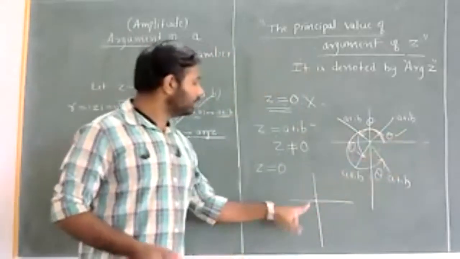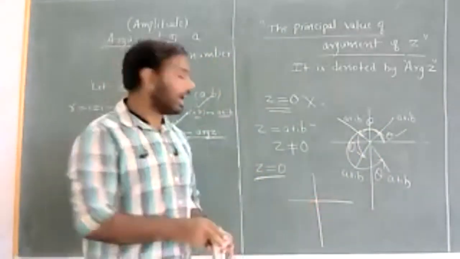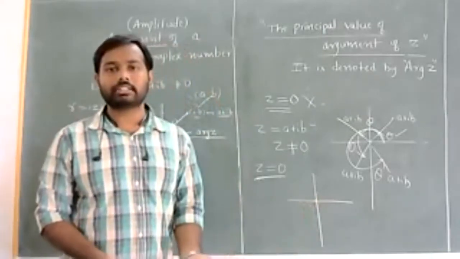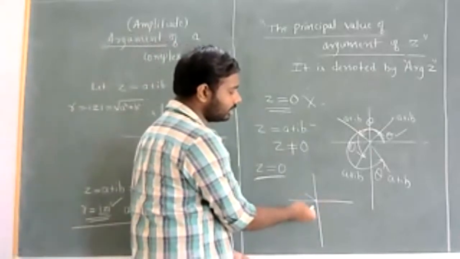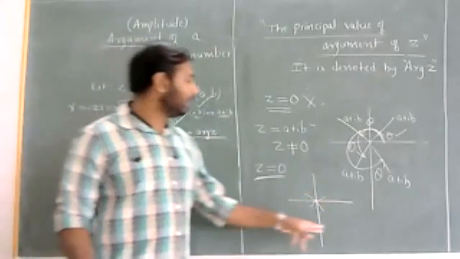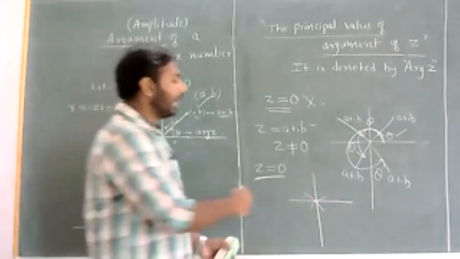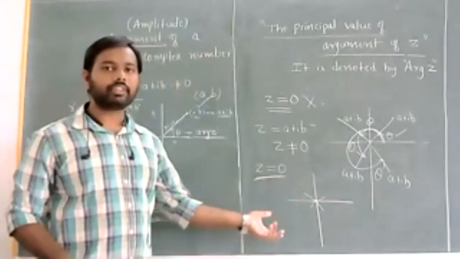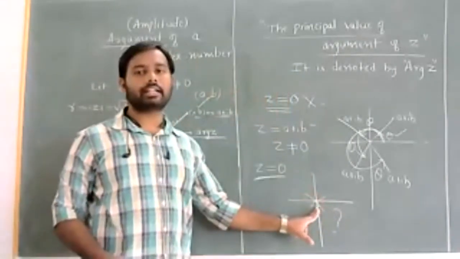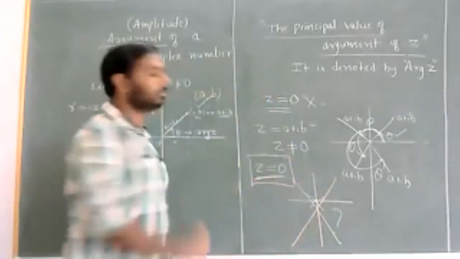But if I put z is equal to 0, first of all, there is no line. I have to draw a line from a point to itself, and in what direction can I draw it? Can I draw it in this direction, or this, or this? It is undefined. In what direction do I have to consider it? It is unknown. It is a big question. So hence we'll drop the complex number z is equal to 0.